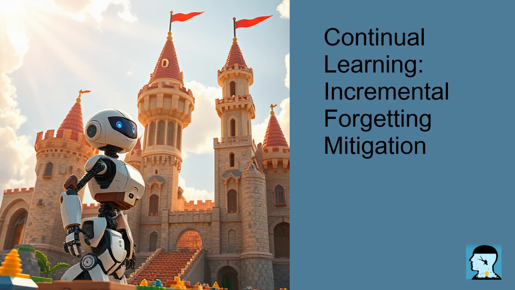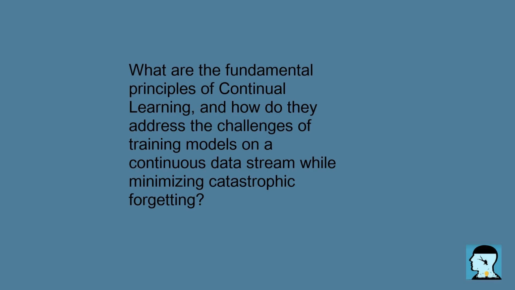Welcome. Today we explore continual learning, teaching models new data without forgetting the old. We'll discuss catastrophic forgetting, the stability-plasticity trade-off, and its three scenarios: class-, domain-, and task-incremental learning, shaping the future of AI. What are the fundamental principles of continual learning, and how do they address the challenges of training models on a continuous data stream while minimizing catastrophic forgetting?